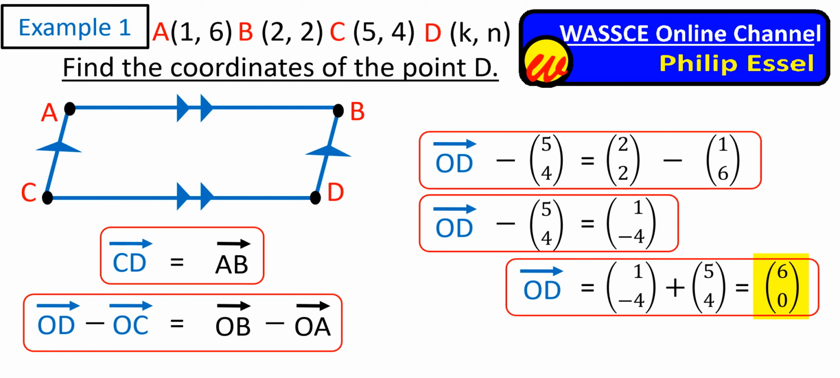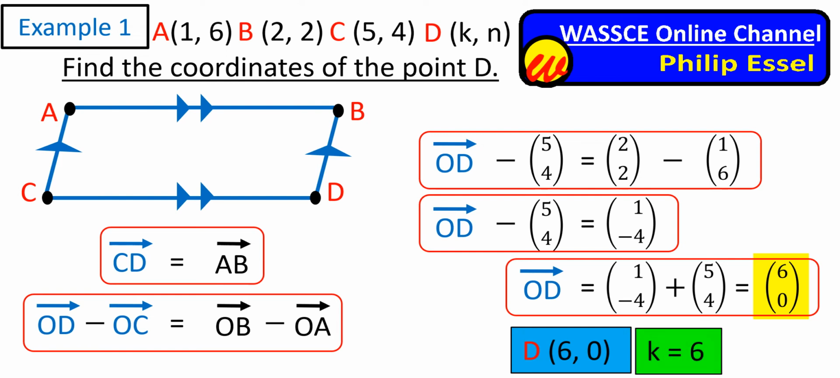So if the position vector OD equals 6, 0, what it means is that if we write it in its component form, D equals 6, 0. This implies that the x component of the point D is 6 and the y component of the point D is 0.